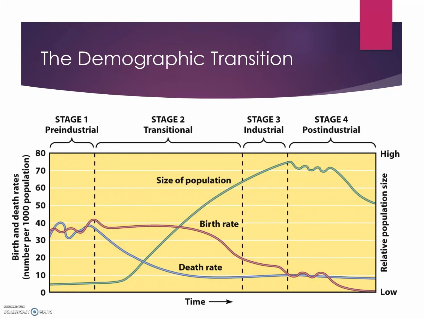Phase 1 is pre-industrial. So it's a steady state. We have high birth and high death rates. We have a low life expectancy, high infant mortality due to disease and poor health care and poor sanitation. Children in this economy are an asset. And so in this phase, you need children because you have this subsistence economy. So you need farm workers. You need people to work on your farm.